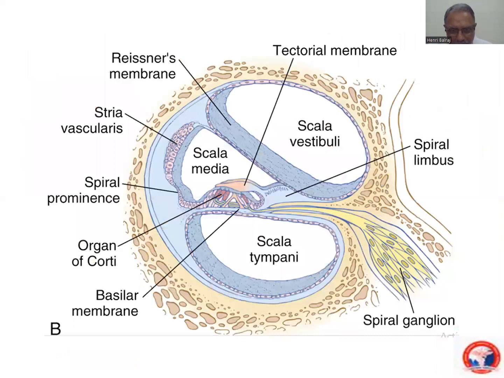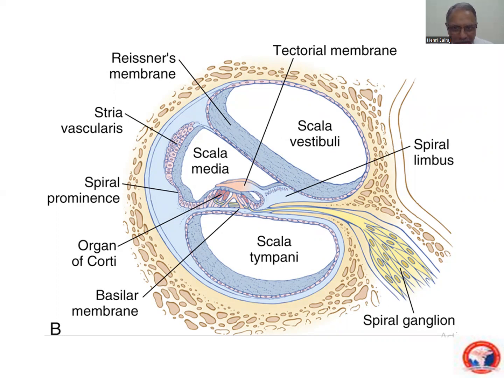The next slide shows the cross section showing the scala vestibuli, scala tympani, and the organ of Corti, which contains the hair cells. The stereocilia of the hair cells are embedded in the tectorial membrane. Stria vascularis is blood vessels that secrete into the scala media the endolymph, which is rich in potassium.